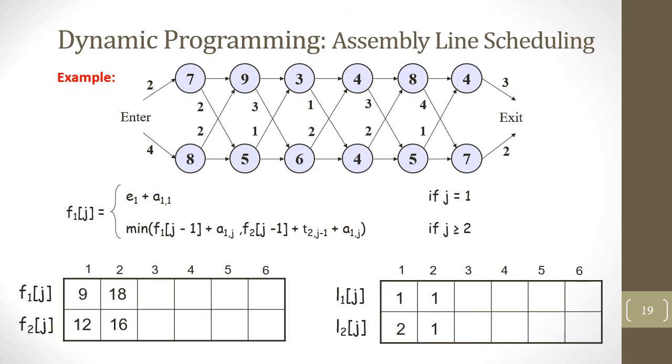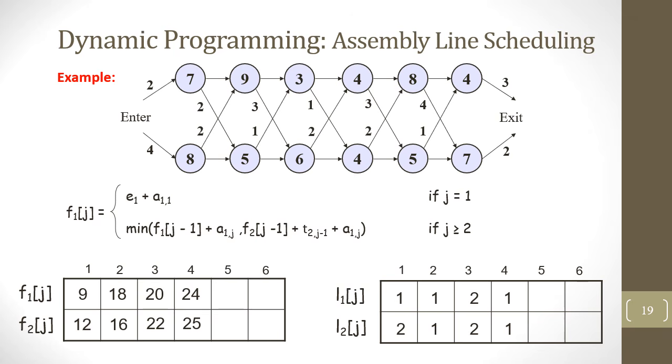And we repeat the similar process to fill up the tables. So the fastest time to station 3, line 1 will be 20 from station 2. Fastest time to station 3 on line 2 will be 22 from station 2. The fastest time to station 4 on line 1 will be 24 from line 1. The fastest time to station 4 on line 2 will be 25 from line 1.